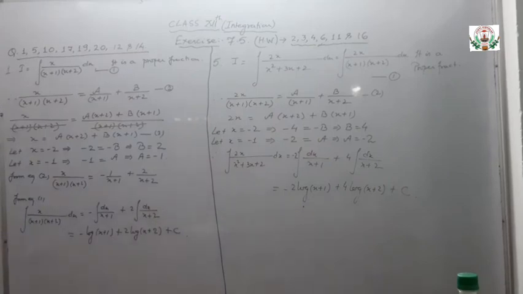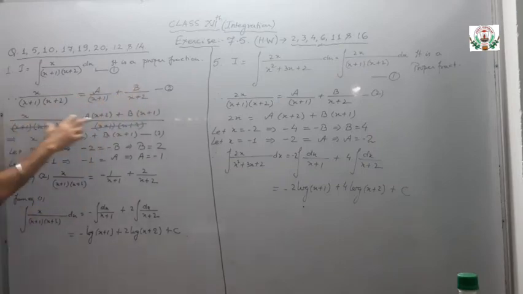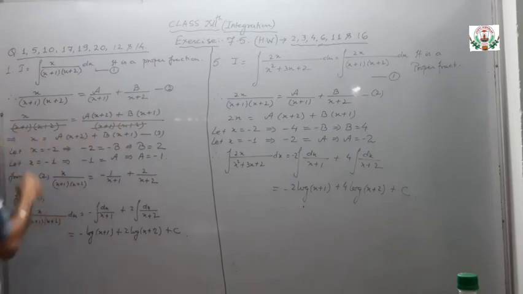Okay, integration of x upon (x plus 1)(x plus 2). First of all, we have to see whether it is proper or improper. The degree of the numerator is 1 and the degree of the denominator is 2, so it is a proper fraction and the denominator consists of non-repeated linear factors. So we can write it as a upon x plus 1 plus b upon x plus 2. Take LCM, cancel it out, and we get the equation x equals a into (x plus 2) plus b into (x plus 1).